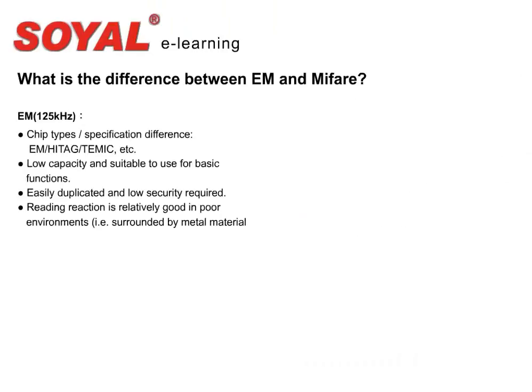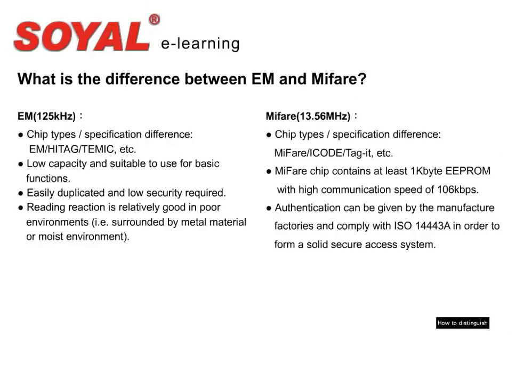Second, what is the difference between EM and MyFair? EM and MyFair are two common frequencies used for the controller. EM is 125 kHz. MyFair is 13.56 MHz. Compared to MyFair, EM is easily duplicated. Its safety level is lower than MyFair.